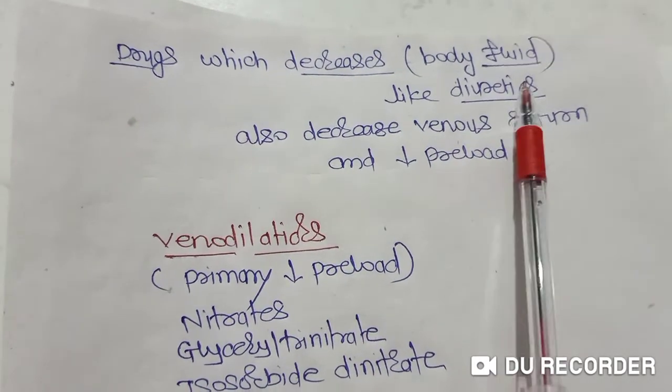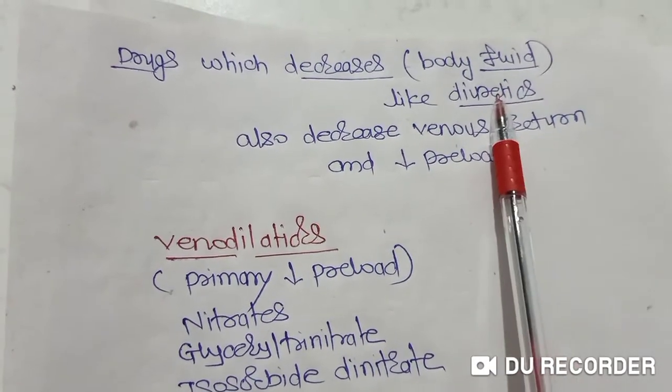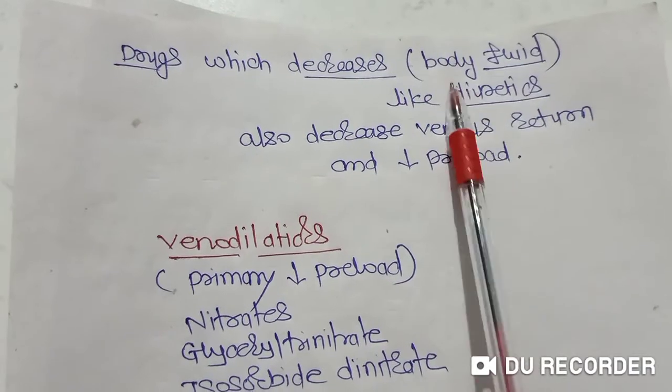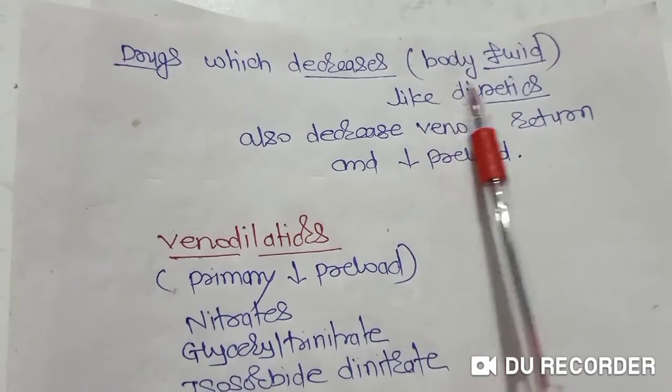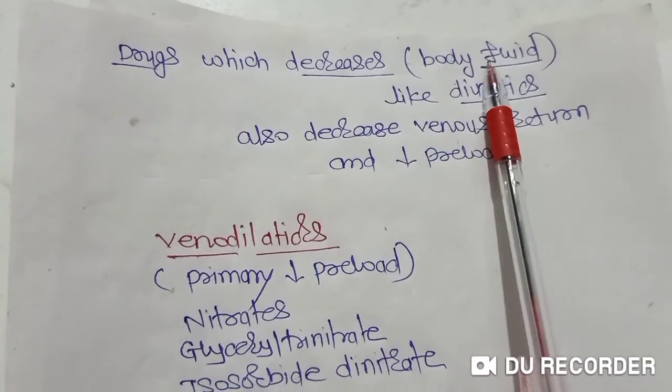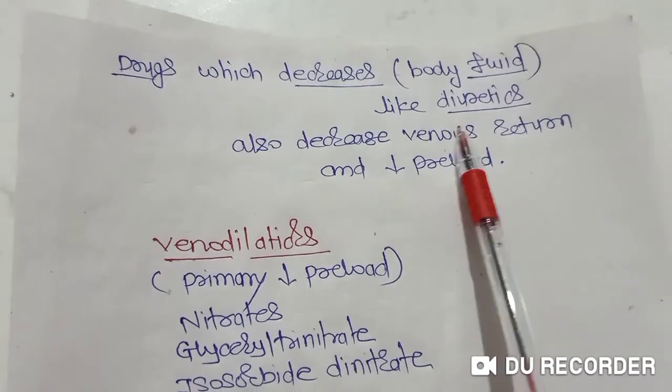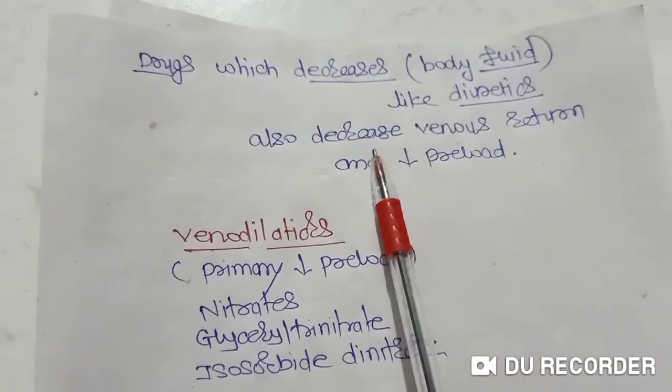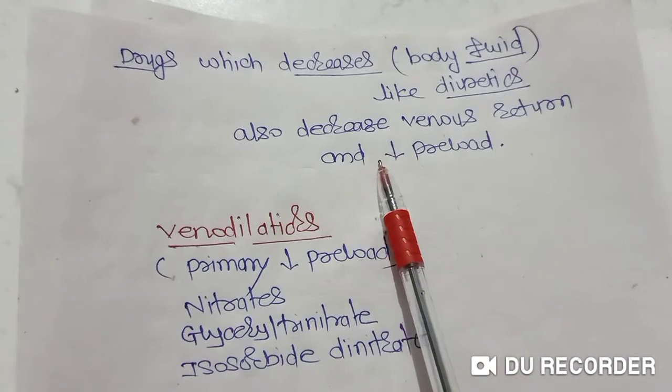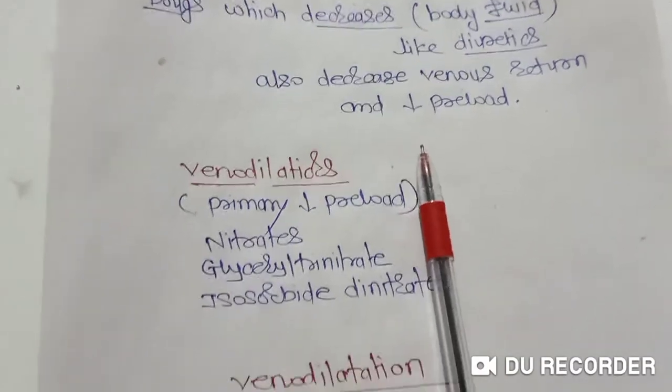Or the drugs which decrease the body fluids like diuretics. Diuretics decrease the total body volume, the total body fluid. If they decrease the total body fluid, they will decrease the venous return. If they decrease the venous return, that means they decrease the end diastolic volume, or they decrease the preload.